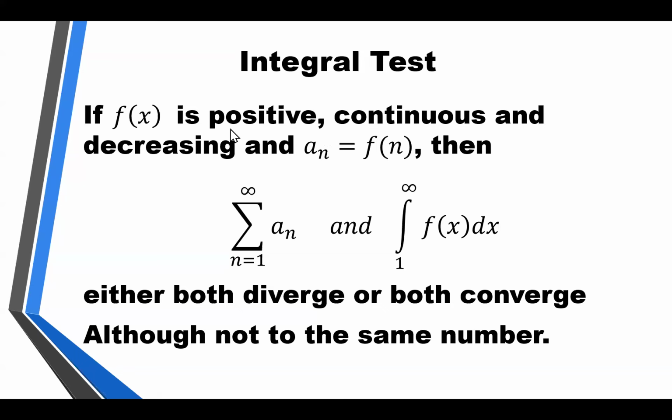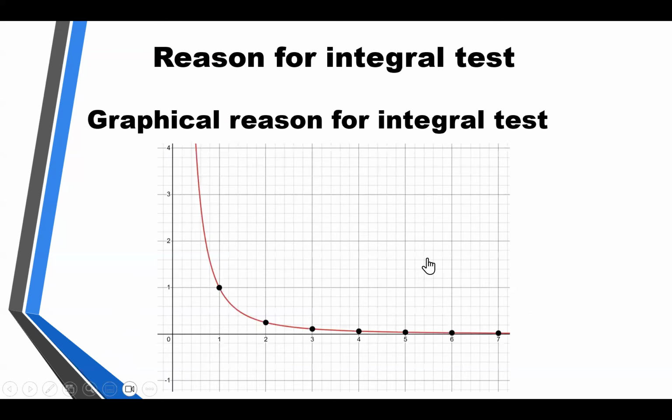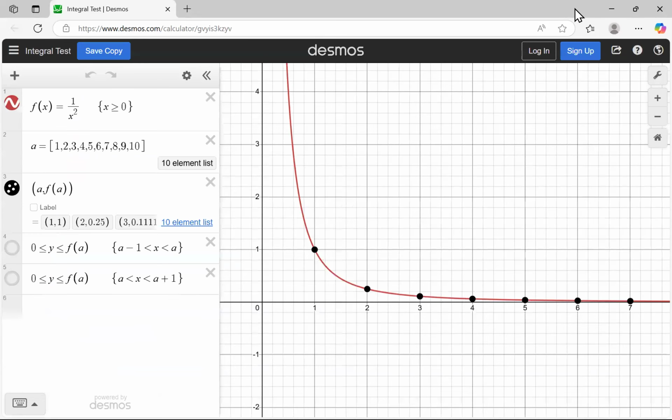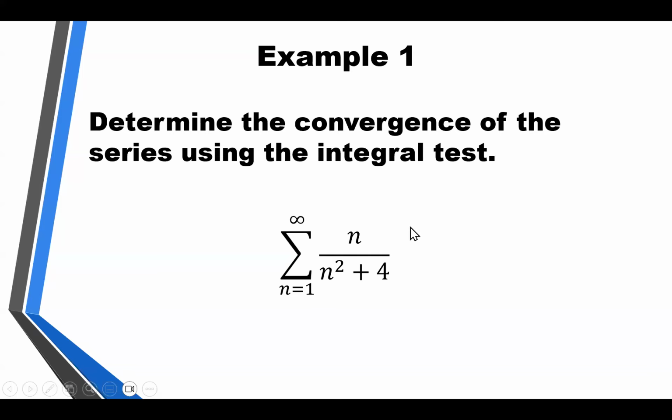So as long as we have a positive, continuous, and decreasing function, then we can utilize the integral test. Both of these converge or both of those diverge, depending on each other. So if I want to figure out whether the infinite series converges or diverges, I check the integration. That's once again the picture.